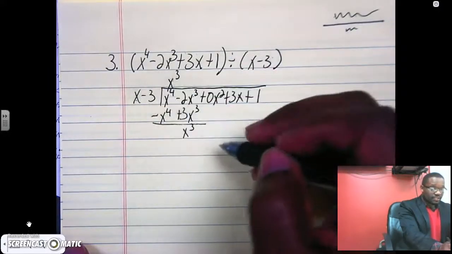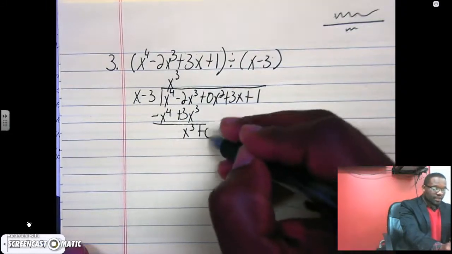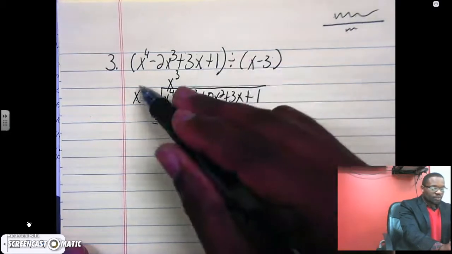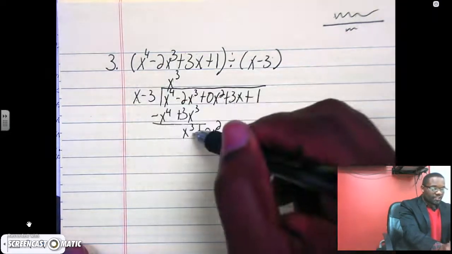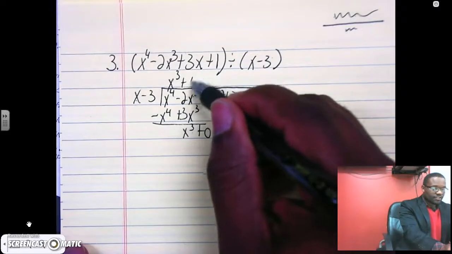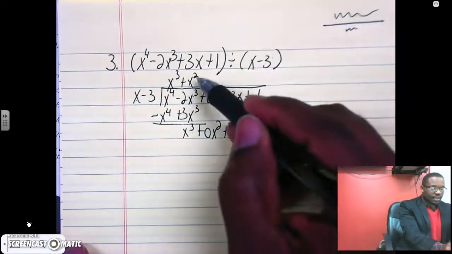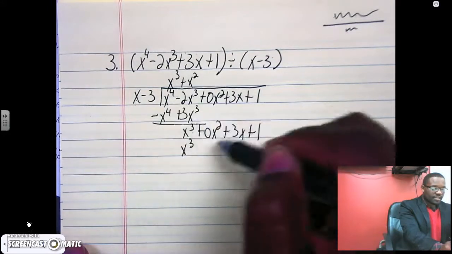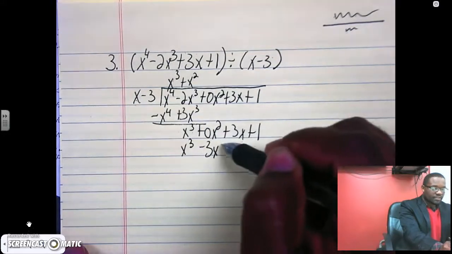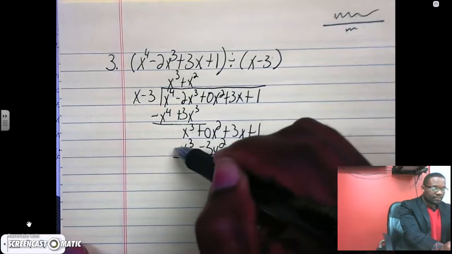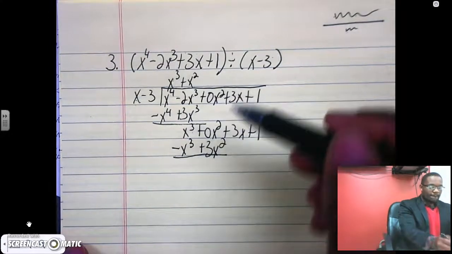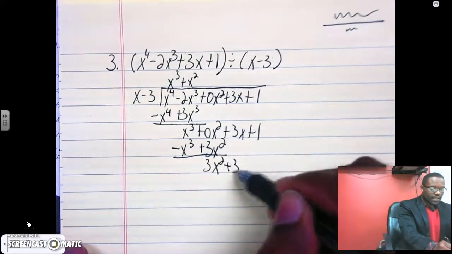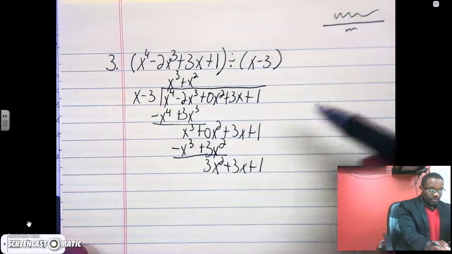And then I'll go ahead and write them all out. What do I multiply x by to make it be an x cubed? Well, that's x squared. And so x squared times x is x cubed. X squared times negative 3 is negative 3x squared. Draw your line, change your signs, and I get 3x squared plus 3x plus 1. Repeat the process over.